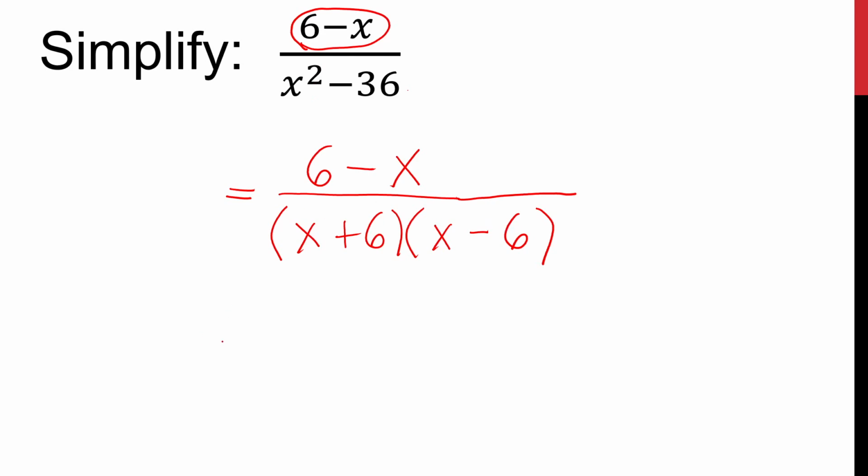Which can be cancelled out? X minus 6 and 6 minus x. If I cancel out 6 minus x and x minus 6, what is the result? Negative 1, sir. Very good. Don't forget the negative 1. What remains in the numerator? Negative 1.